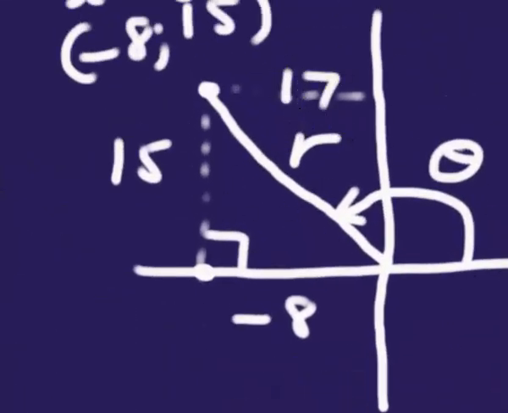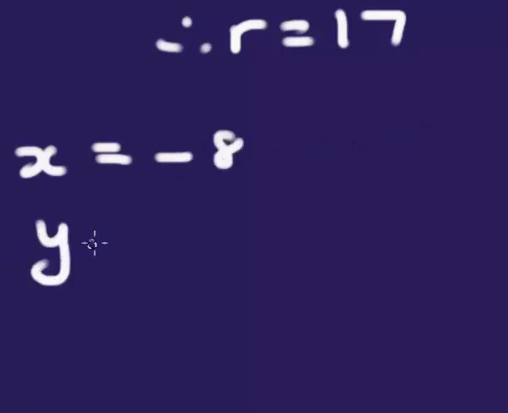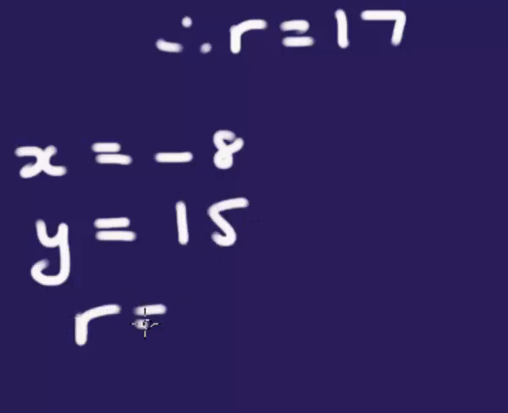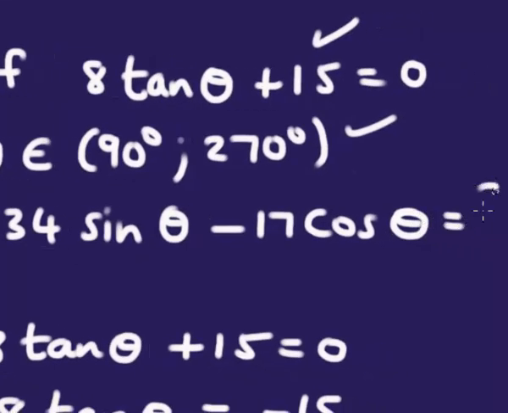Great. So what we can now do is we've got x, y, and r. Let's summarize it. We've got x is equal to negative 8, the y value was 15, and the radius is 17. Now how do we then work out, if we go back to the beginning, what we want to work out, using this information?